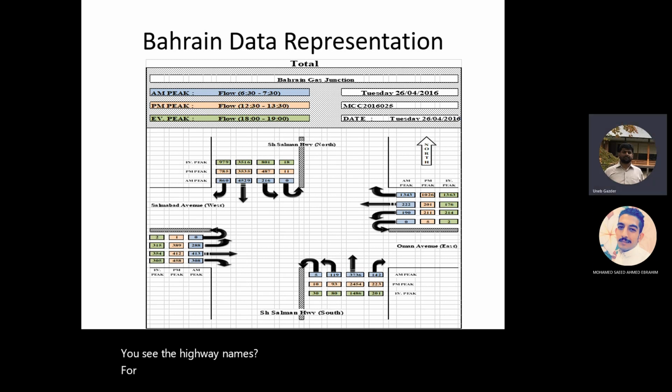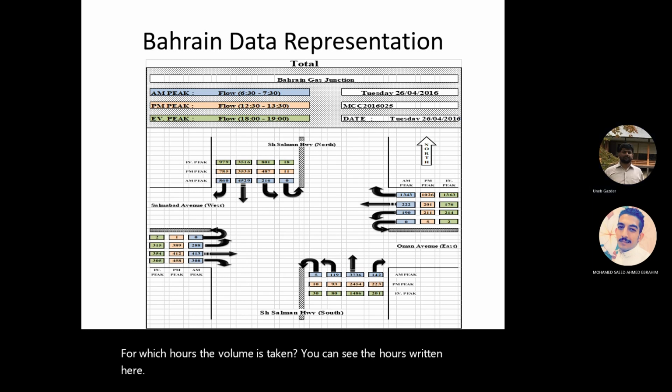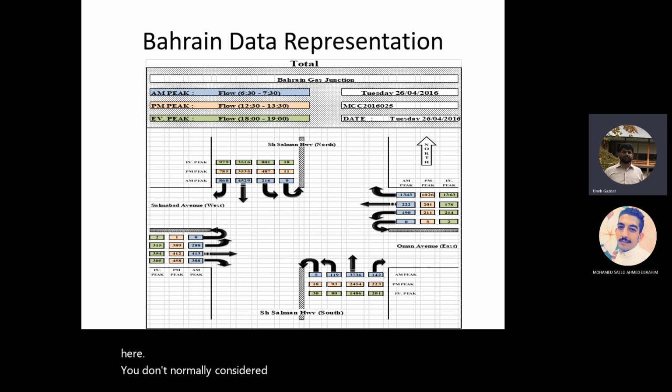For which hours is the volume taken? You can see the hours written here. These are normally considered the peak hours: one in the morning, one in the afternoon, one in the evening. You can see the numbers. Color is showing different hours.